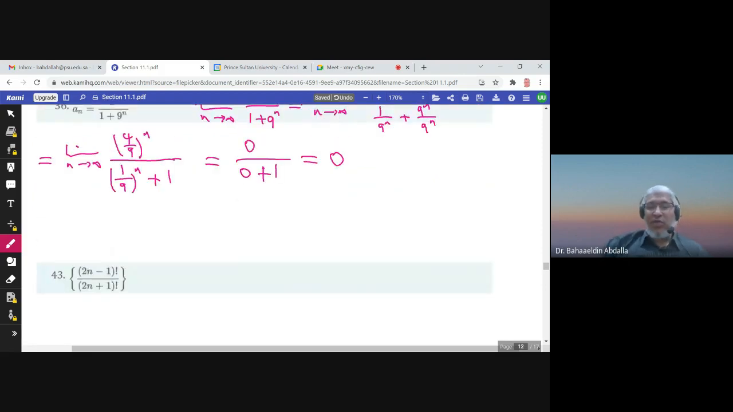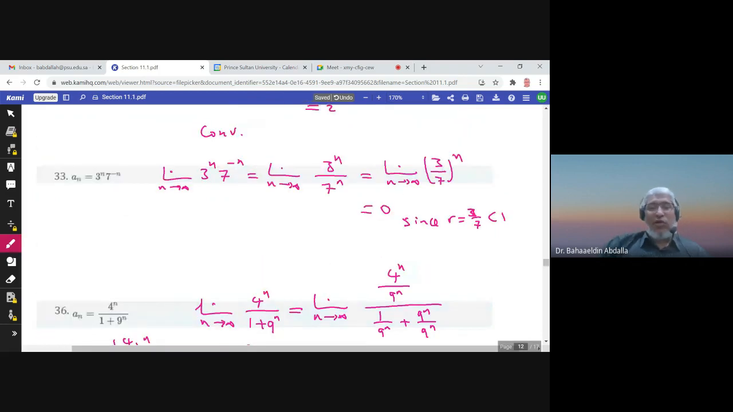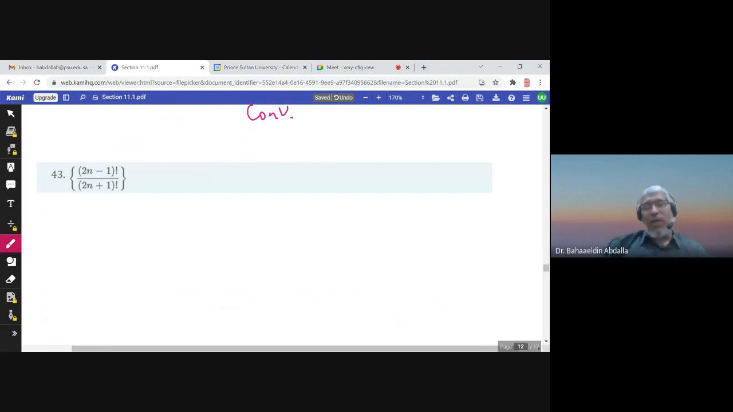So the sequence converges. The sequence is convergent. Here also the sequence is convergent. Well, how to deal with this sequence? You have to notice that by the definition of the factorial, which we mentioned in the previous part, I have 2n minus 1 factorial in the numerator. And in the denominator, you can notice that 2n plus 1 is greater than 2n minus 1.